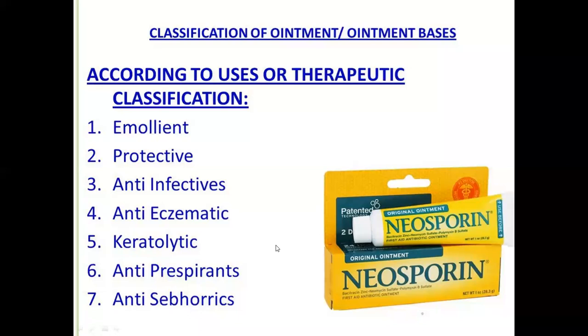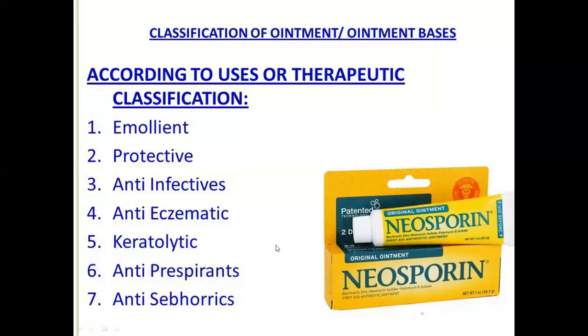So this anti-inflammatory, inflammation means there is any inflammation to skin. Inflammation means redness, swelling, and pain. That is inflammation. So this anti-inflammatory ointment is used to treat the inflammatory condition, allergic condition, and redness and swelling.